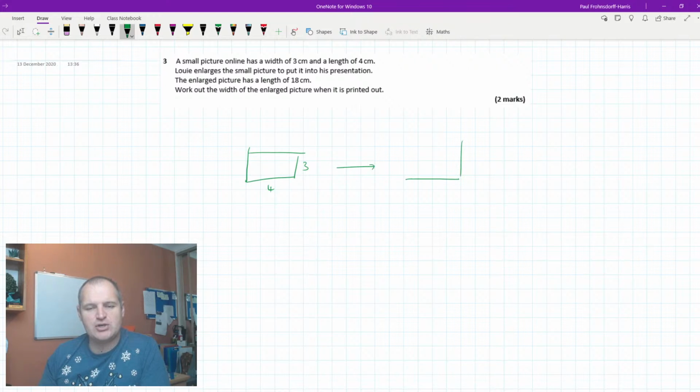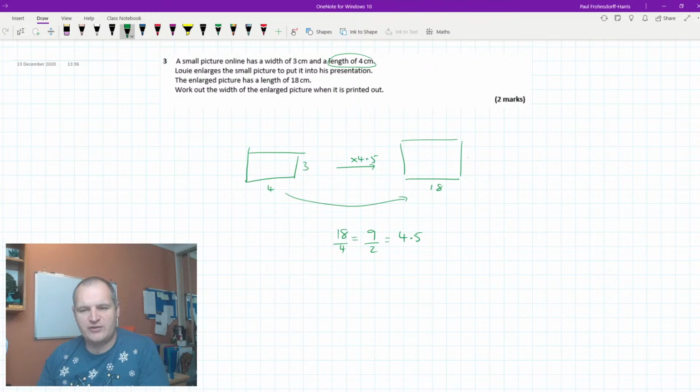So we need to make sure that we match them up. The 4 was the length, so therefore the 18 is where it goes. So we need to now work out the width here. Now to do so, I'm going to do 18 over 4 and simplify. That's 9 over 2, which is 4.5. So I now somehow need to times by 4.5.